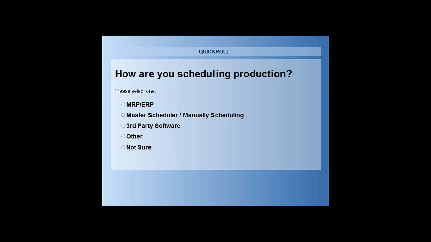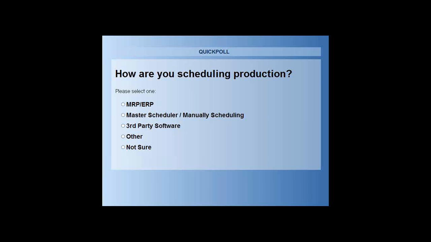All right, and with that, we are ready for poll questions number 1 and 2. So we'll start with poll question number 1, and we'll go ahead and launch that. So, how are you scheduling production today? We have a few choices there. So go ahead and vote and submit your answer.